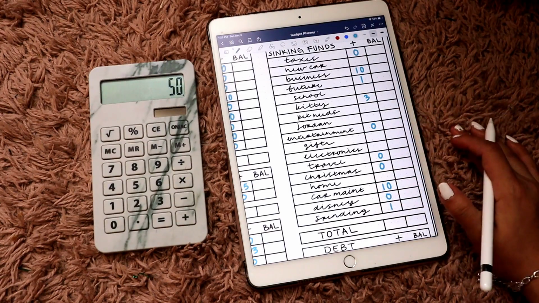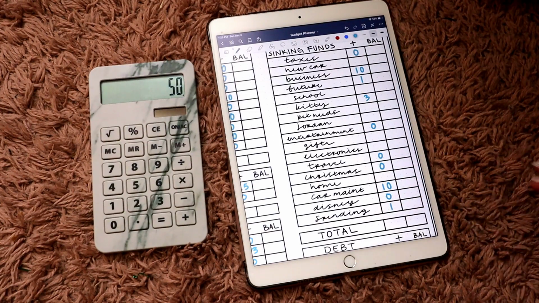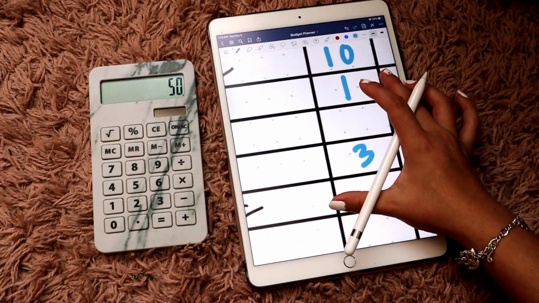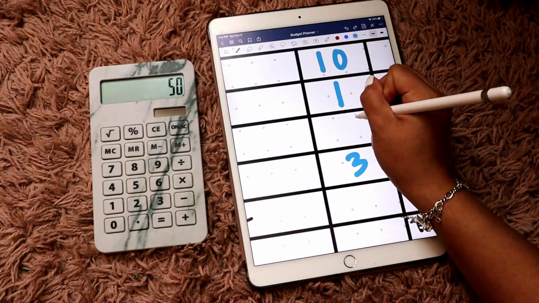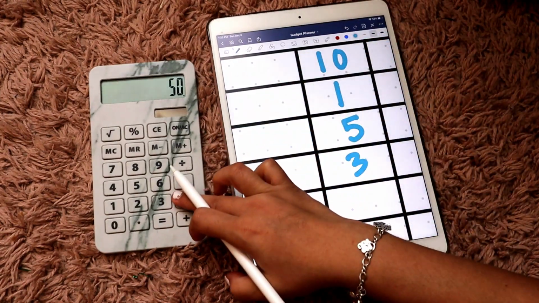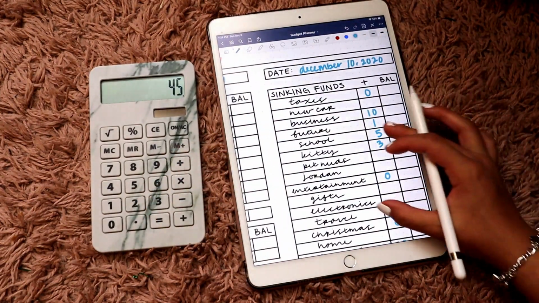So next is going to be school. School doesn't need too much money just yet, so I'm going to go ahead and put a 5 because I still do want it to grow pretty fast, but it doesn't need like $10. So minus 5. Now we have 45.